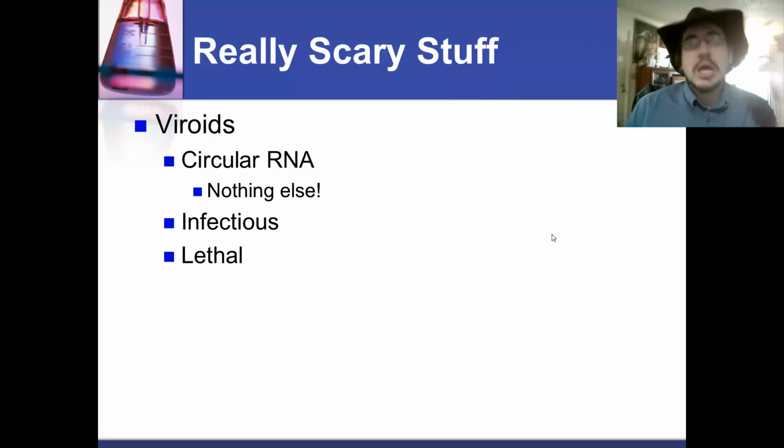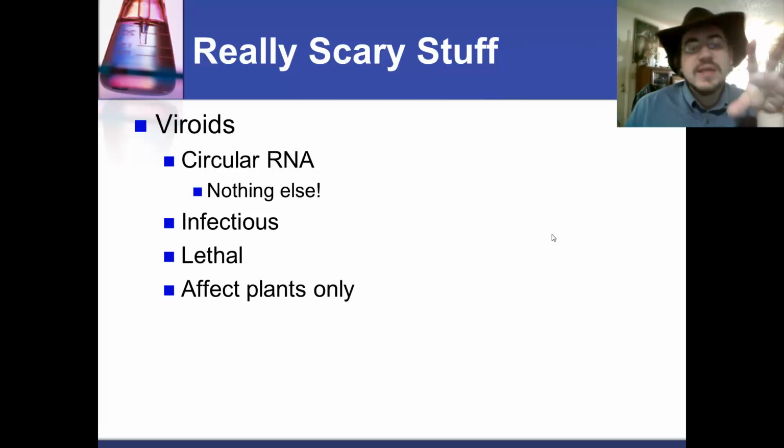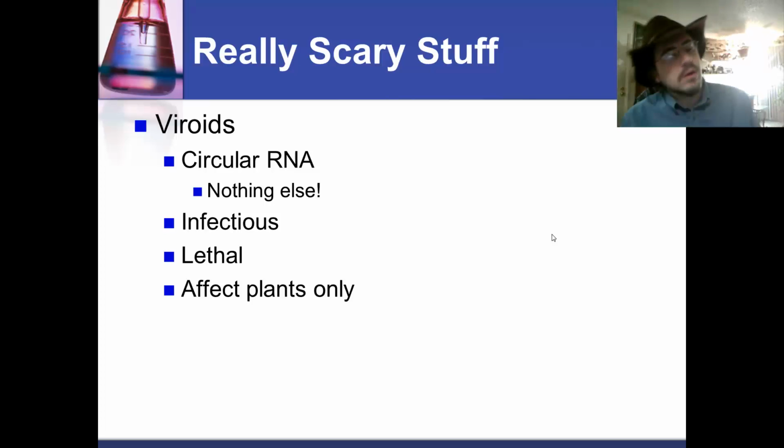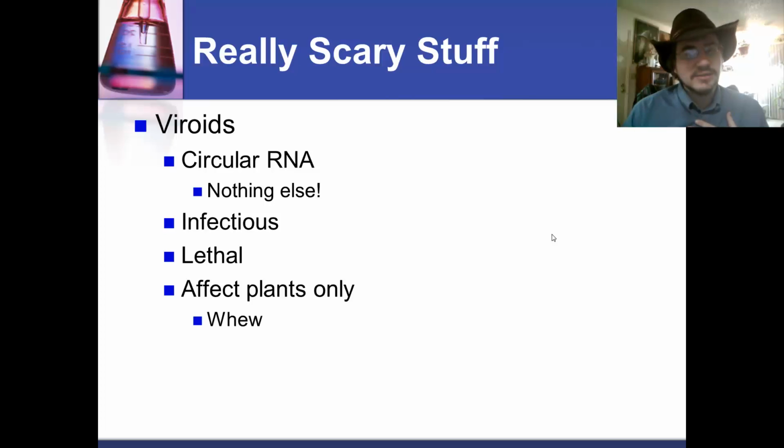However, luckily enough, these viroids only infect plants. So, oh, good. Whew! They're not killing us. They're only killing plants. Of course, that sucks if there is a viroid that evolves that attacks major crop plants, and there's nothing we can do about it. But it won't be directly killing us.